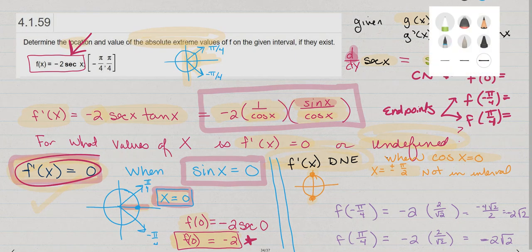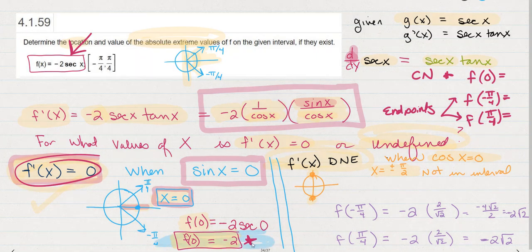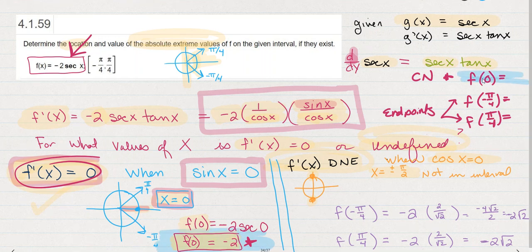Let me highlight those to make sure you're with me there. f of 0 is negative 2. And then I can find f of negative pi over 4 and f of pi over 4, which, by the way, are equivalent. They're both negative 2 square root of 2, because it's negative 2 times the secant of pi over 4, or the secant of negative pi over 4. The cosine is square root of 2 over 2, so the secant is 2 over square root of 2. And when I simplify that, I get negative 2 square root of 2.